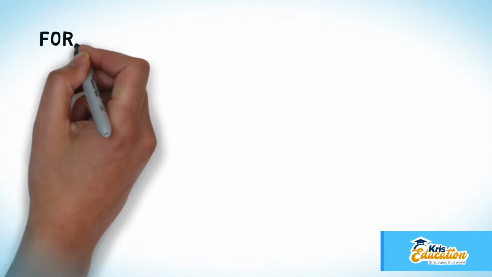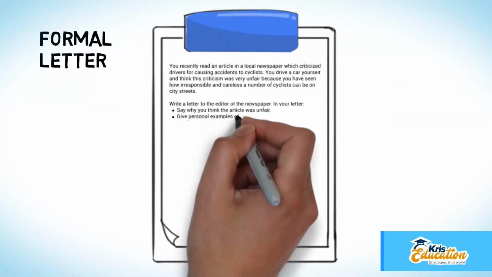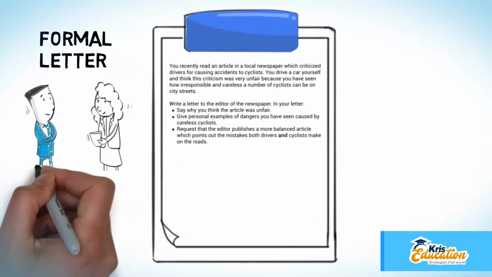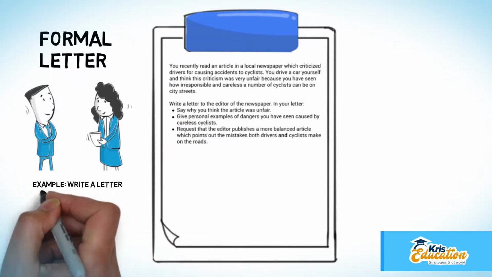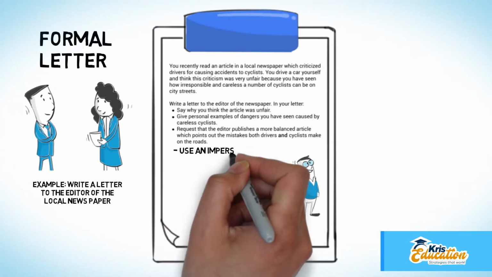The third type of letter used in the IELTS general writing test is the formal letter. This example shows a formal letter. In this case, you have to write a letter to the editor of a local newspaper. You should use an impersonal and polite tone to write this letter.